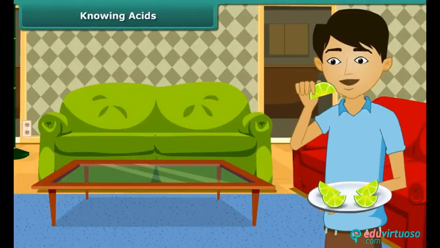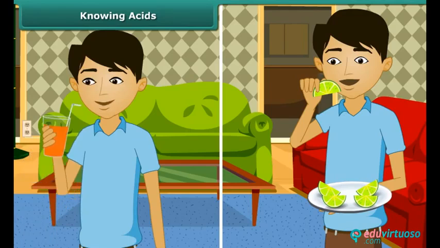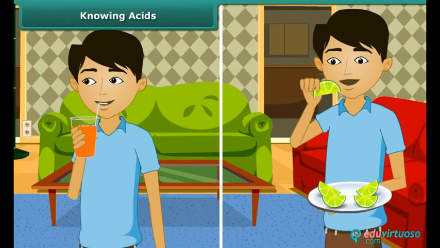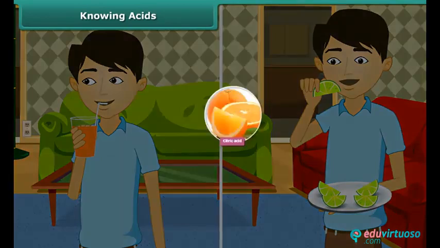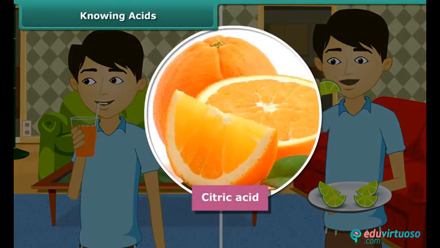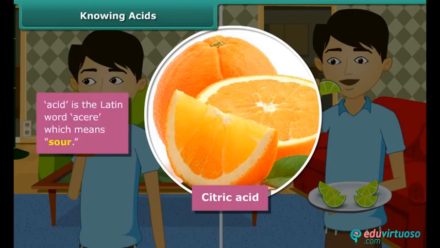Many of us like sour taste of food. You must have noticed that sometimes juices we sip are sour in taste. Generally, sour-tasting substances contain acids. Some fruits contain citric acid, which is sour in taste. The origin of the word acid is the Latin word acer, which means sour.